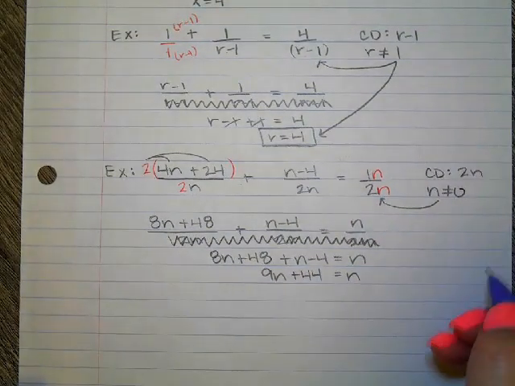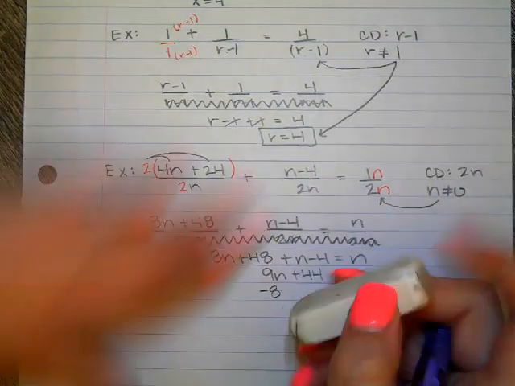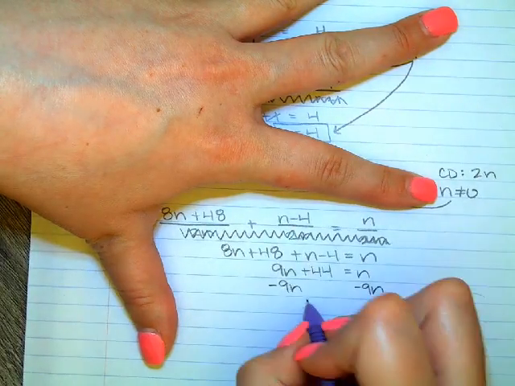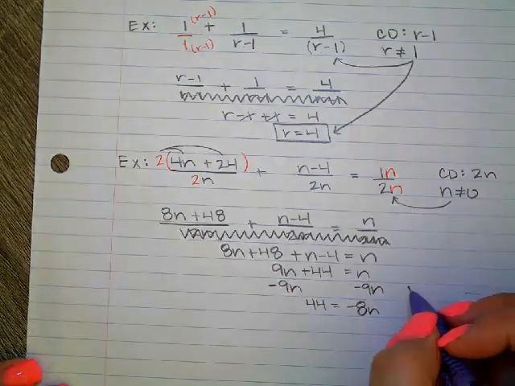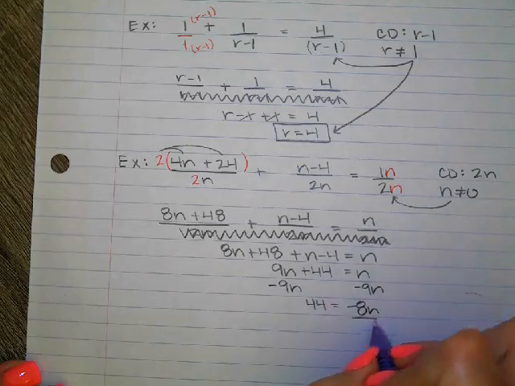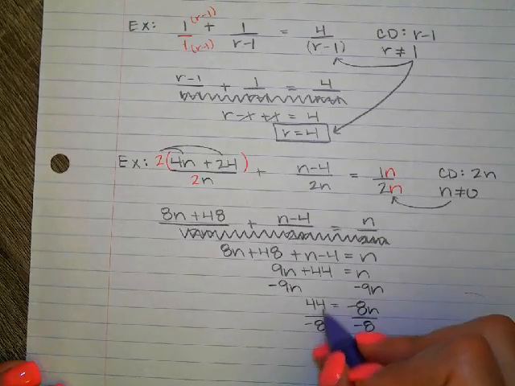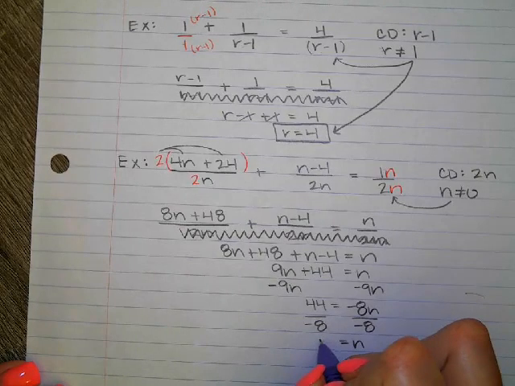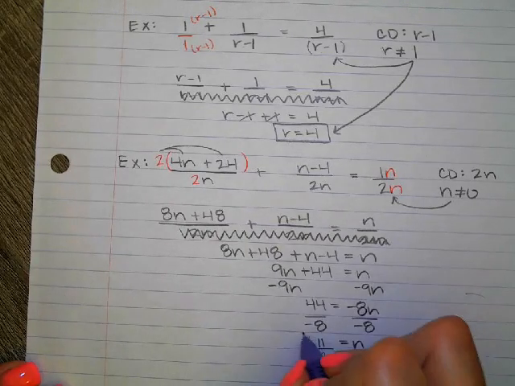I'm going to go ahead and get my n's to the same side by subtracting 9n. I'm doing math in my head. Yes, 9n. 44 equals negative 8n. That's where the 8 came from. And then to get the n alone, I'll divide by negative 8. 44 over 8, both of those are divisible by 4. So the top divided by 4 is 11, the bottom divided by 4 is 2, so I have negative 11 halves is what n equals.